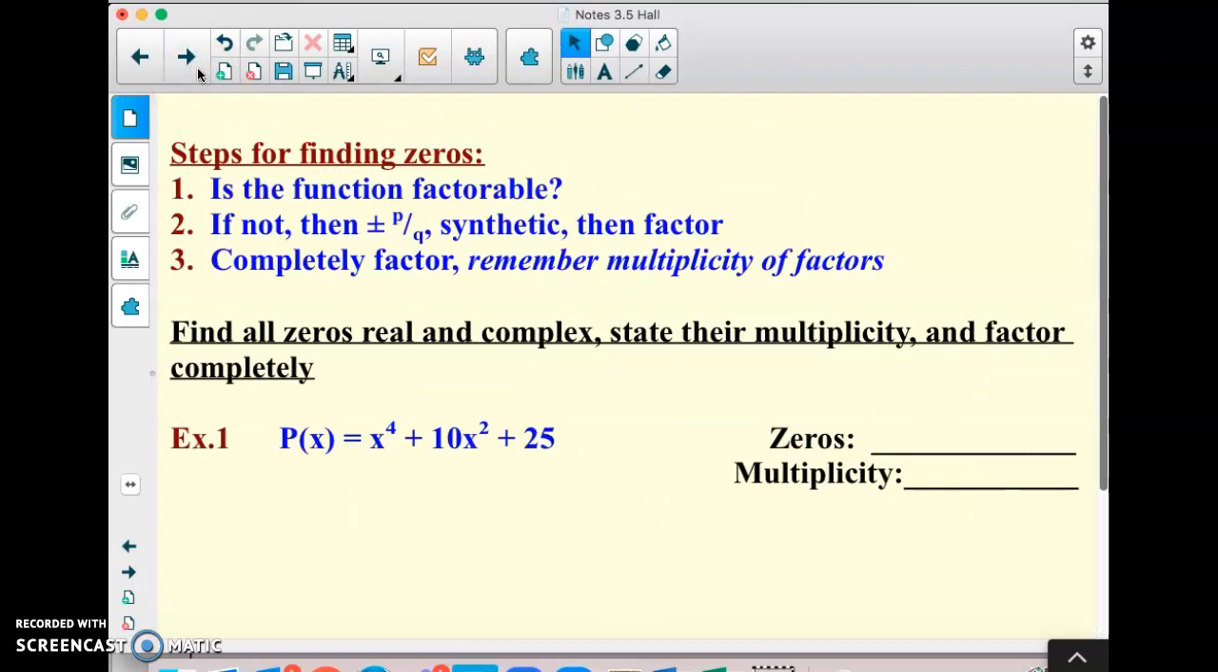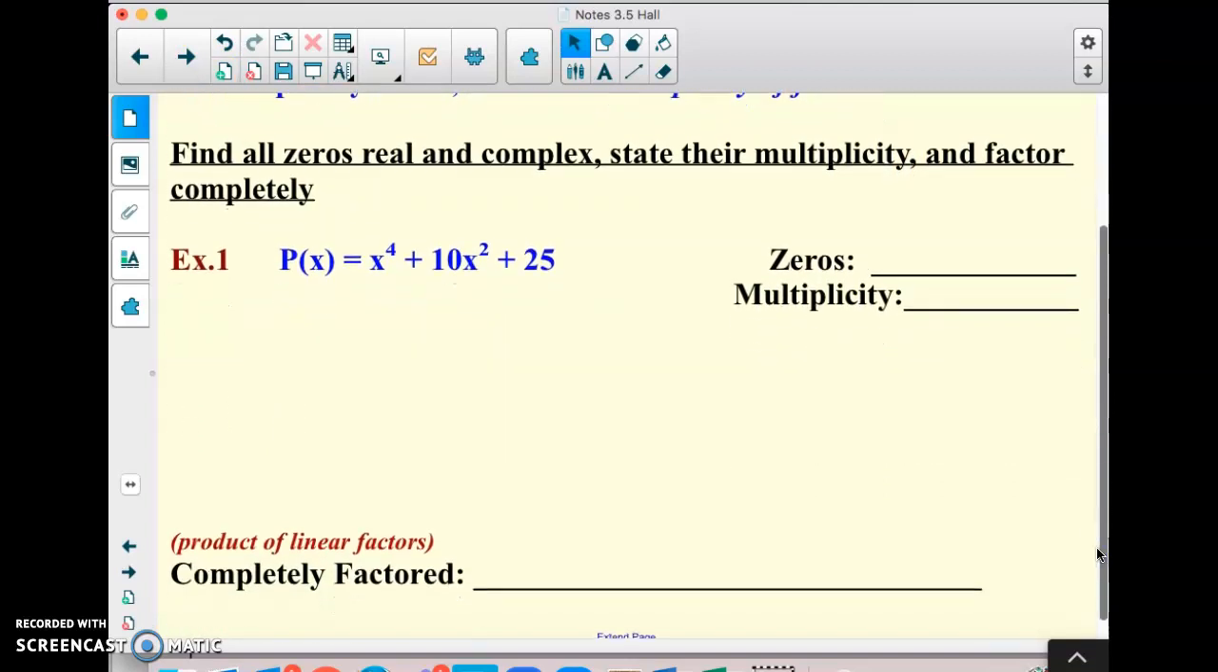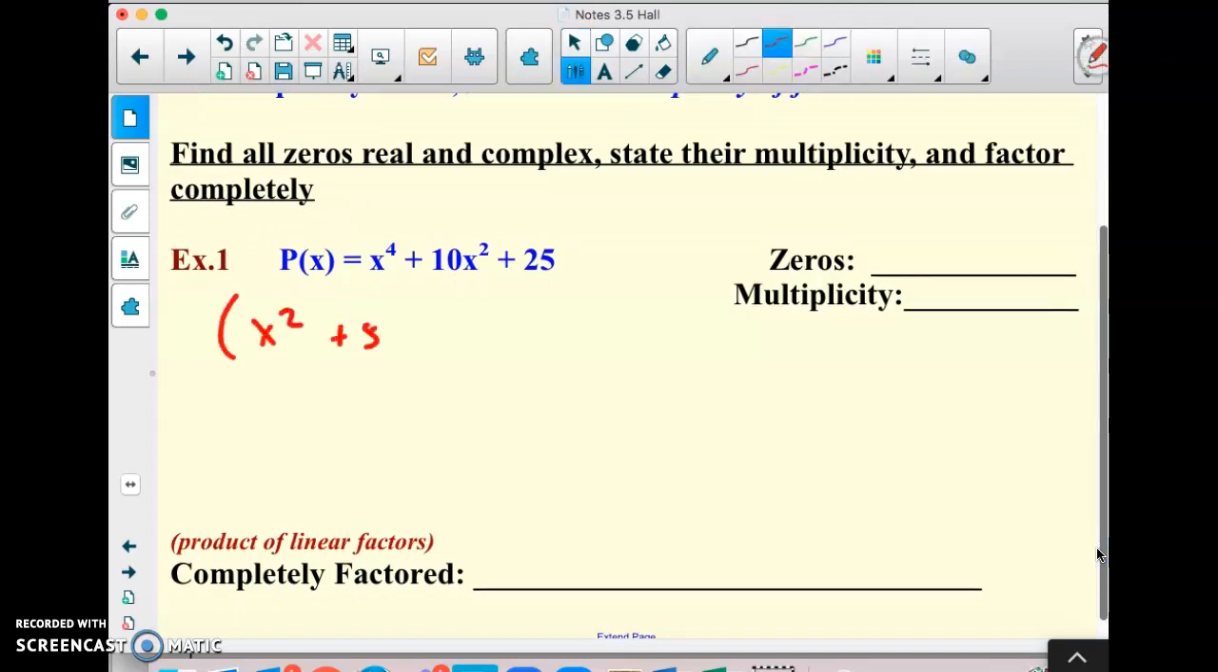Here are the steps for finding zeros. Is the function factorable? That would be the first thing I check. If not, then it could be plus or minus p over q, synthetic division, and then factor completely. Remember multiplicity of factors. Okay, first example: find all zeros, real and complex, state their multiplicity, and factor completely. So first thing I'm going to do on example 1 is factor. It actually is factorable. It factors to x squared plus 5 and x squared plus 5. All right, those are my two factors.